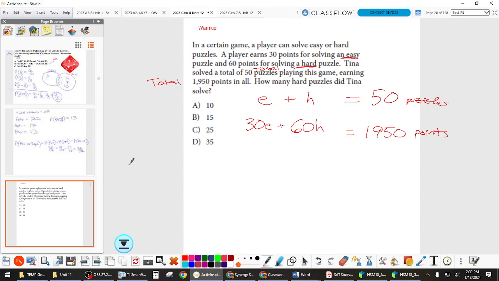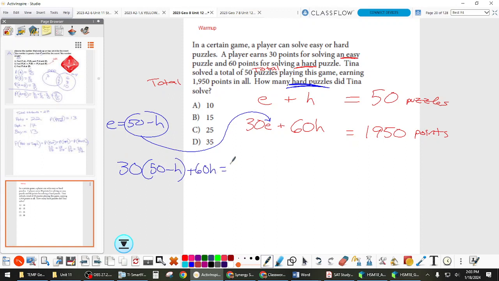You have the option to do substitution. The question asks about hard puzzles, so don't get rid of H. That's the one you want to keep. So you could rewrite that first equation as 50 minus H for E, and then substitute it right there. And now you only have one variable, which is H. It would look like this: 30 times 50 minus H plus 60H equals 1950. And we've solved a whole bunch of these equations, even in geometry class. Okay, that's one option. What's another option?